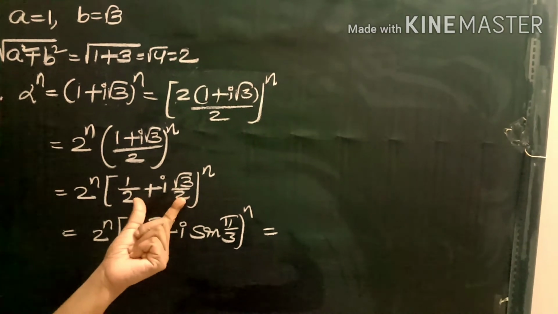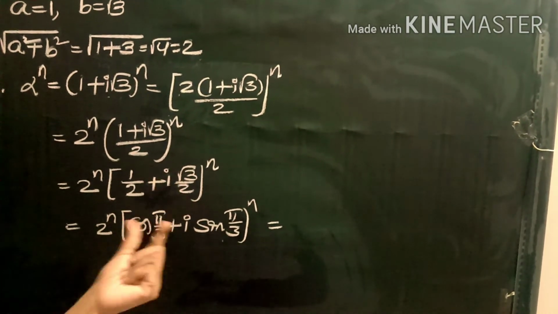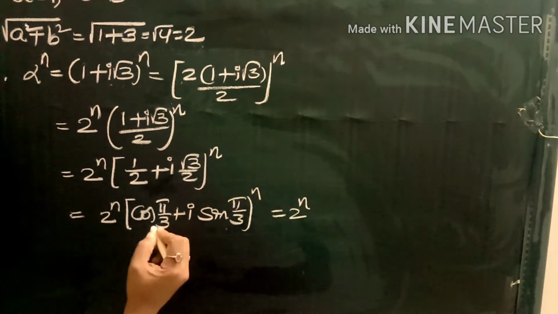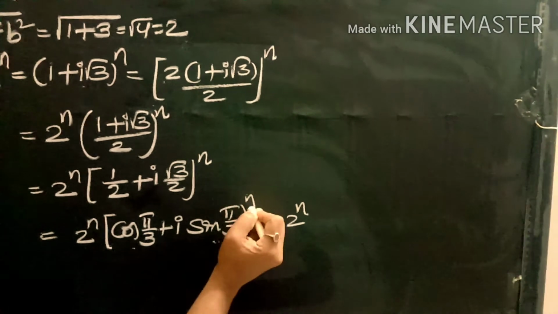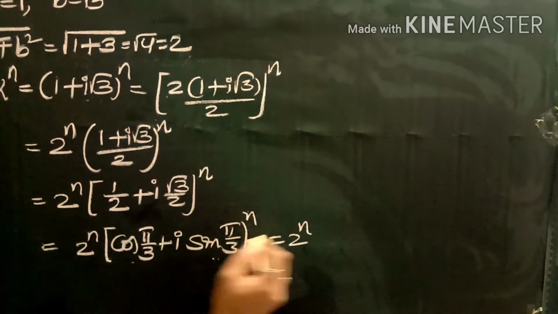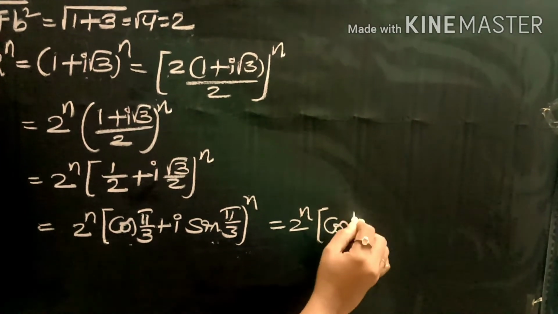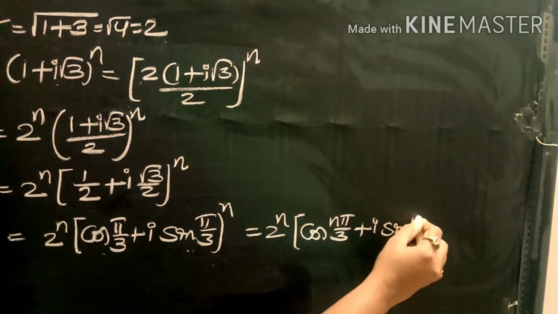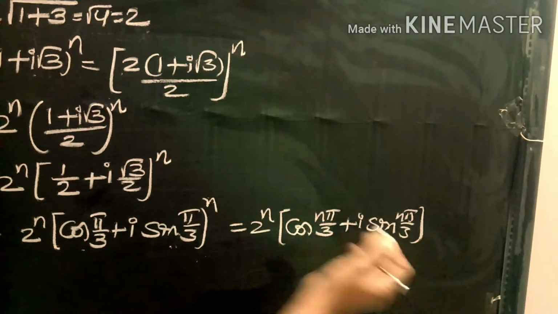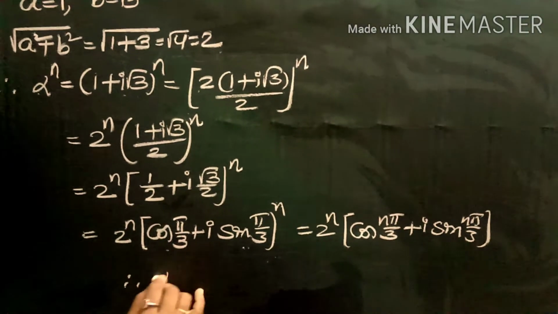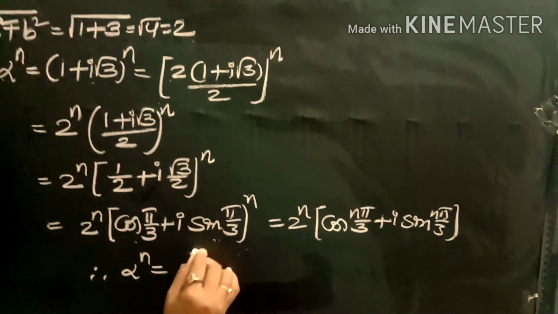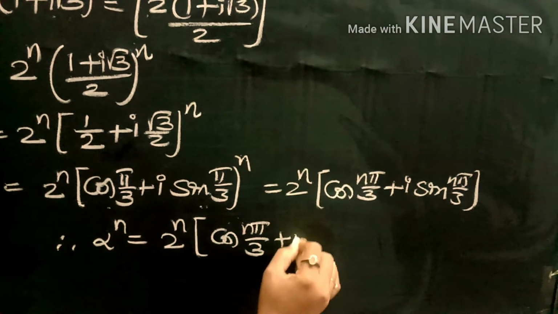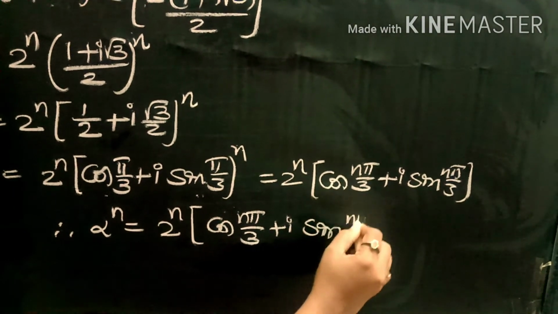since we want to convert this term into the form of cos theta plus i sin theta, we are replacing these values here. Now applying De Moivre's theorem, it becomes 2 power n into (cos theta plus i sin theta) whole power n, that becomes cos n theta plus i sin n theta, that is cos n pi by 3 plus i sin n pi by 3. Therefore, this is the value of alpha power n. The value of alpha power n is equal to 2 power n into (cos n pi by 3 plus i sin n pi by 3).